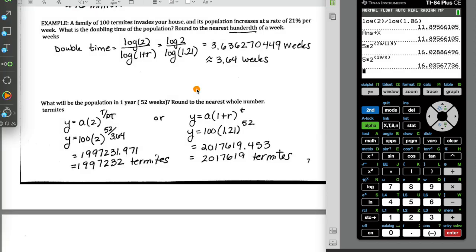Okay, we've got one more double time example, and then we are going to jump into our last topic, which is exponential regression.